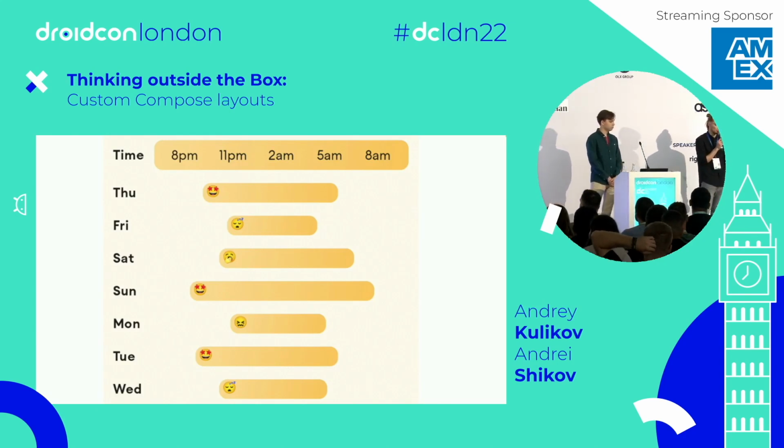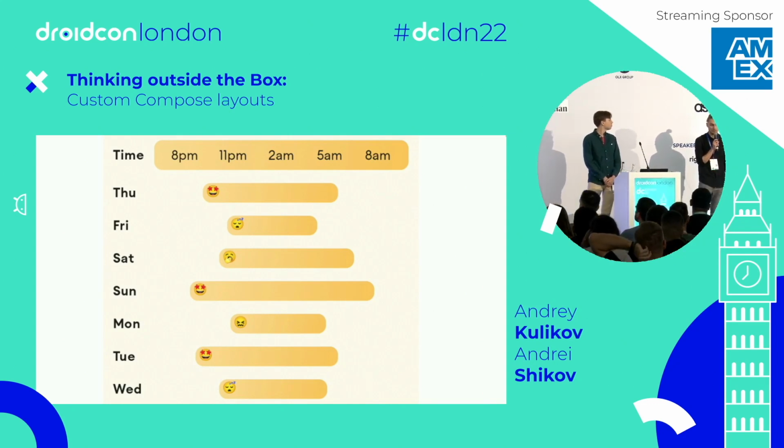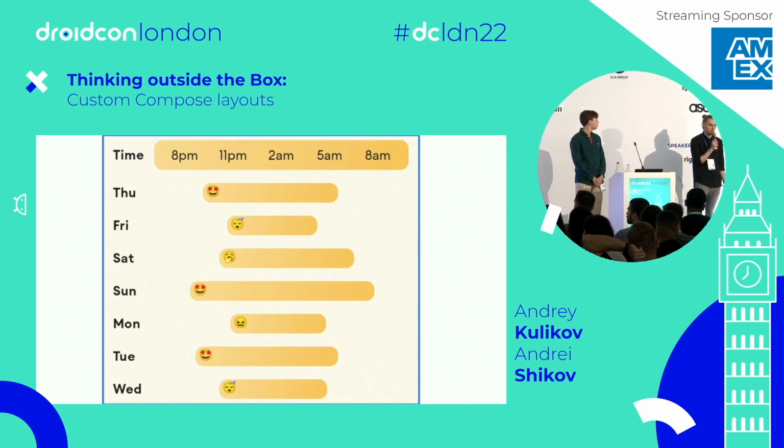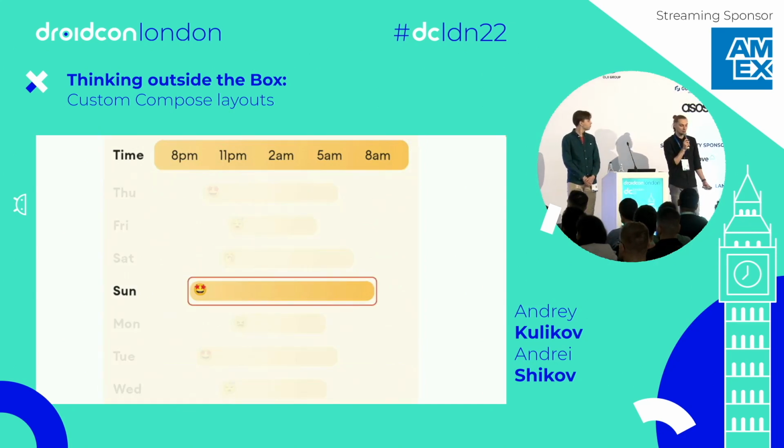And basically, probably your main question is, why can't we just use columns and rows here? Why do we need to implement any custom layouts? Well, yeah, why can't it be just a column with multiple rows? In fact, it can work in some cases, but maybe we have more requirements. And let's try to understand what they are.